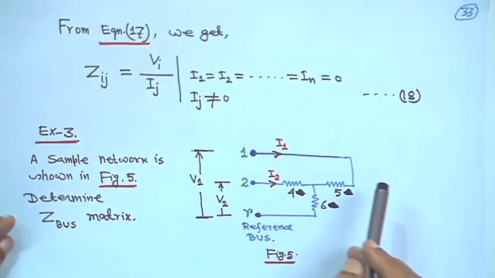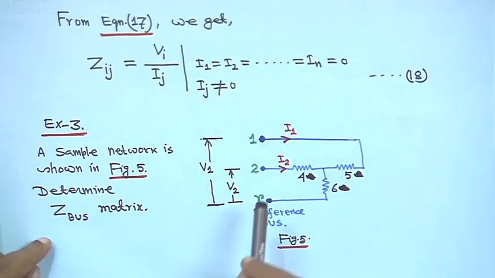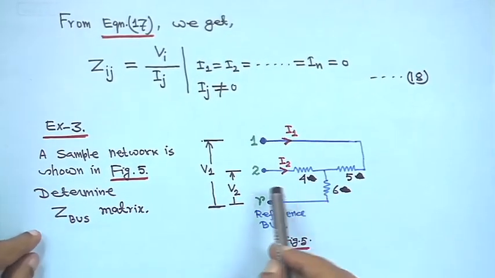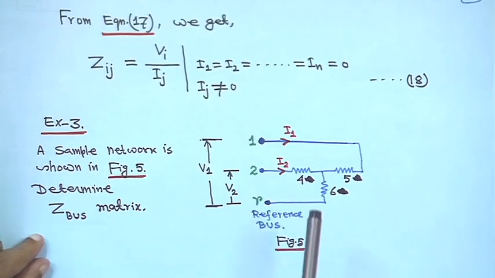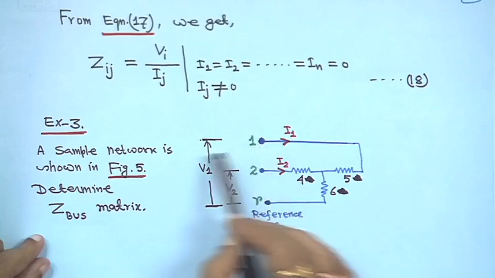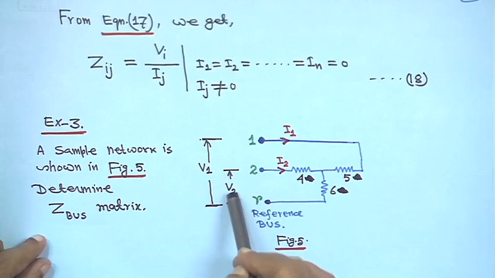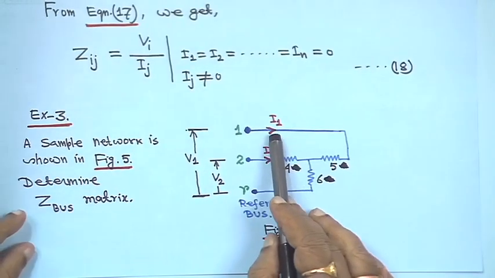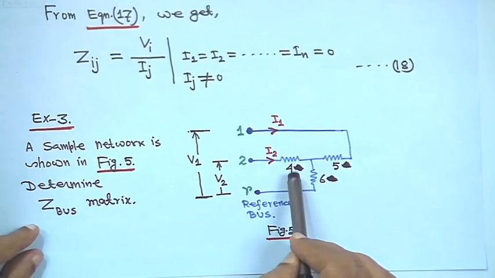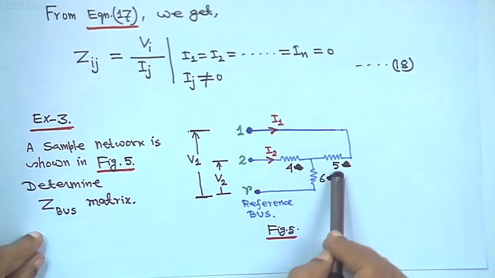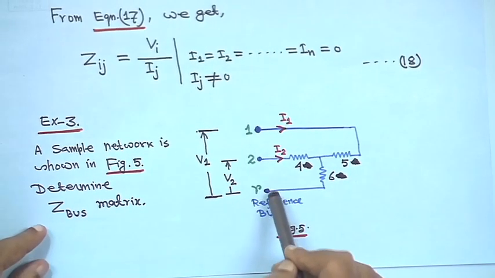Now, in this case we will take one small example, right. Suppose you have a simple system with bus 1, bus 2 and one reference bus. This is V1 voltage, this arrow means plus polarity and here it is minus, right. Same thing for V2. A current I1 is shown here, here it is I2, and there are resistances 4, 5 and 6 shown, right. You can take per unit only, and this is the reference bus.